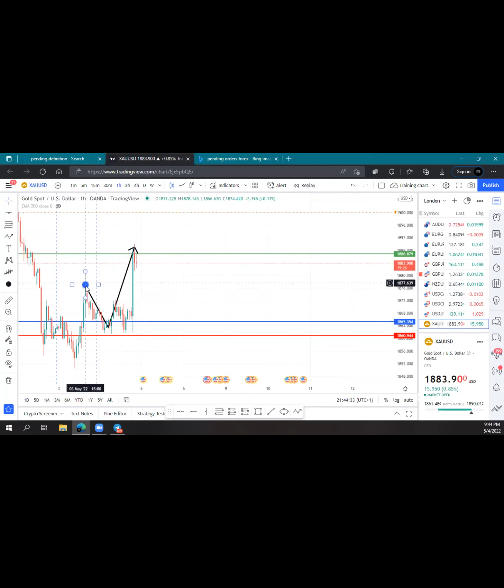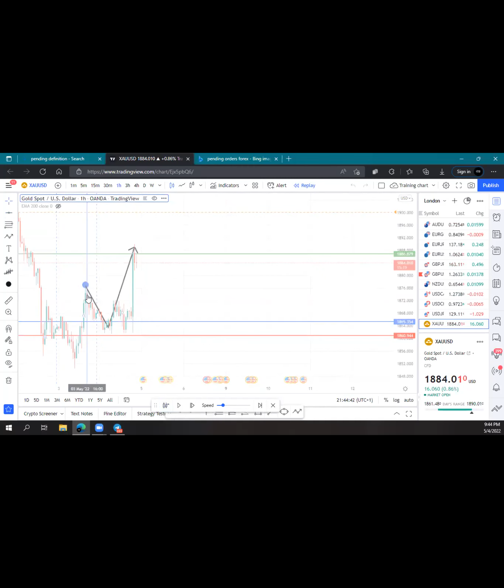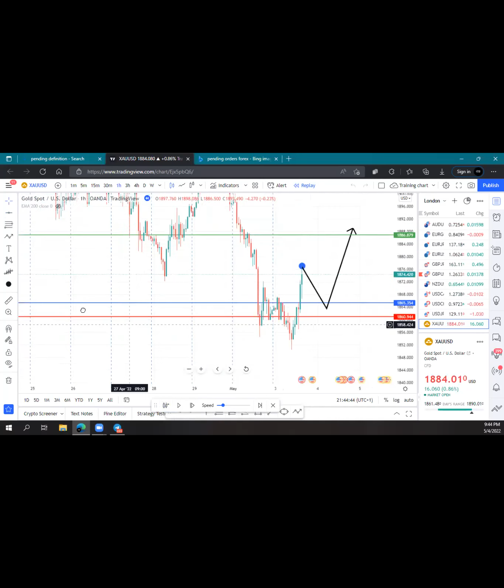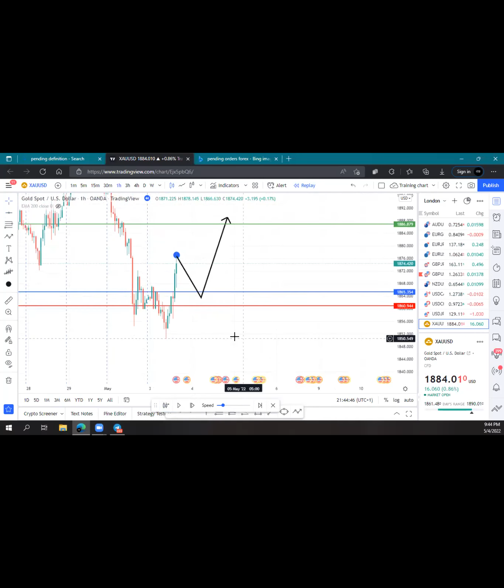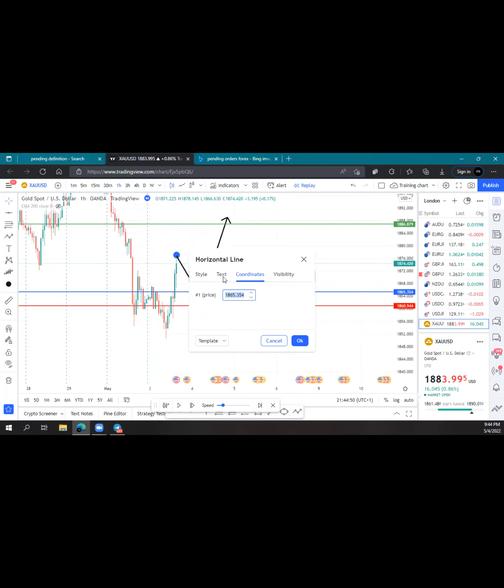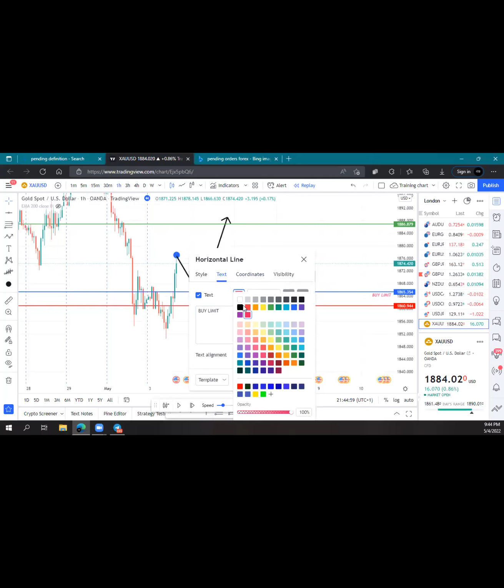Buy limit, the market was here. Let me show you guys a replay. Look at this. This is a buy limit. If you want me to name it, I am still going to name it. If you want me to give it buy limit, I'll name it here so that everybody will understand. Buy limit, let me make the size big.